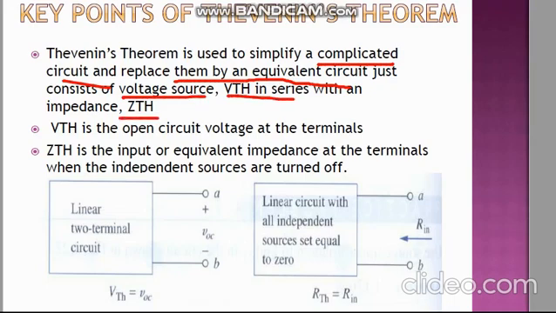So V Thevenin is the open circuit voltage at the terminals, and Z Thevenin is the input or equivalent impedance at the terminals. That means to simplify a circuit.